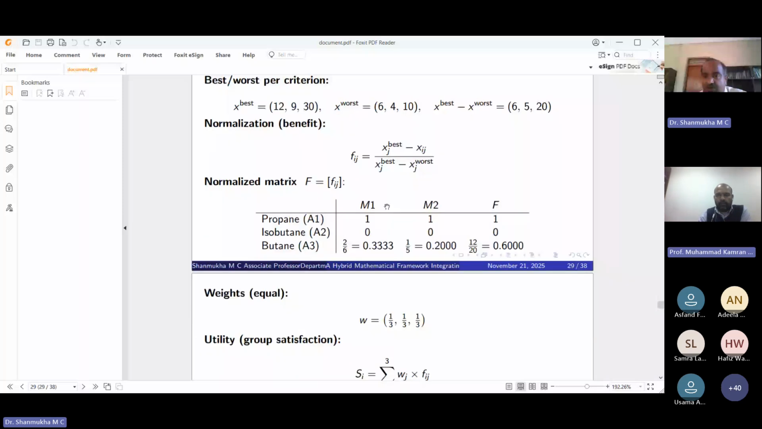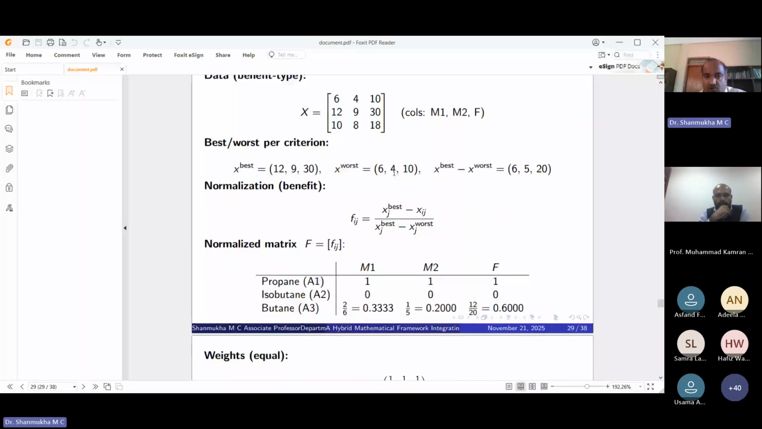In a similar manner, isobutane. Here Xj best 12 minus Xij 12 is 0, 0 by 6 is 0 only. Then 9 minus 9 is 0, 0 by 5 is 0. Then 30 minus 30 is 0, 0 only.